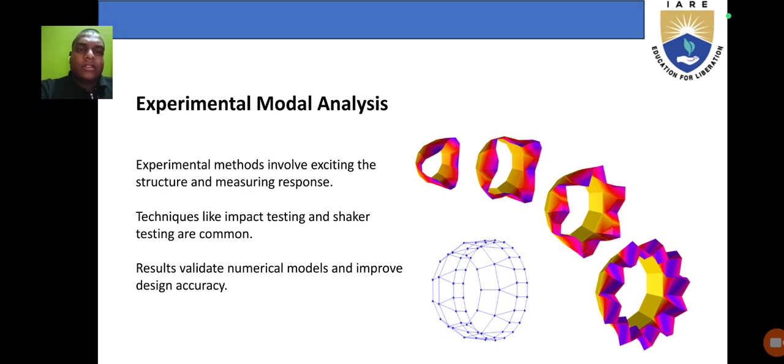Experimental modal analysis. Experimental methods involve techniques like impact testing and shaker testing, which are common. Results validate numerical models or improve design accuracy.